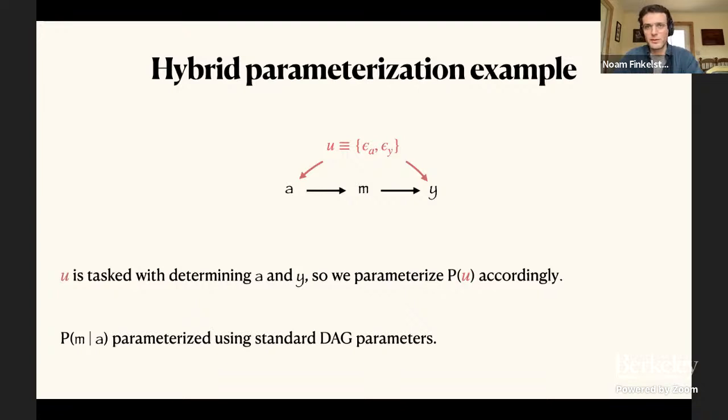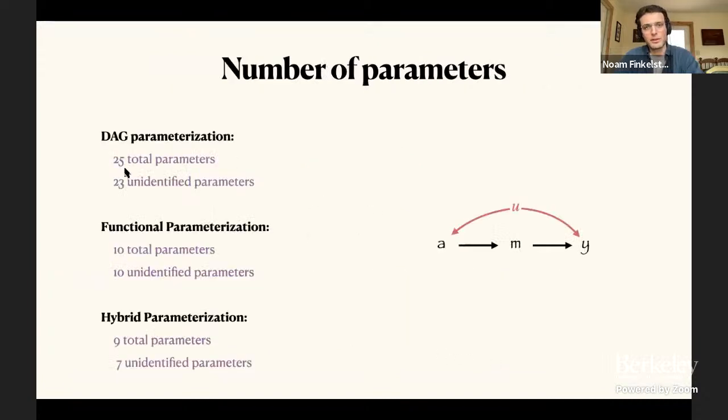I'm going to pull up the same graph again. We've tasked U to determine A and Y, and then we're going to use the DAG parameters for M. If we were to just use the DAG parameterization, so if we were to find the best non-restrictive cardinality of U that we could, and then parameterize its marginal distribution and then the conditional of A given U and so on, we would get 25 total parameters, and 23 of them would be unidentified. The only two that would be identified are for the conditional distributions of M given A.